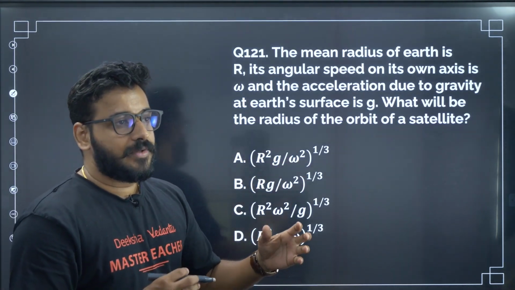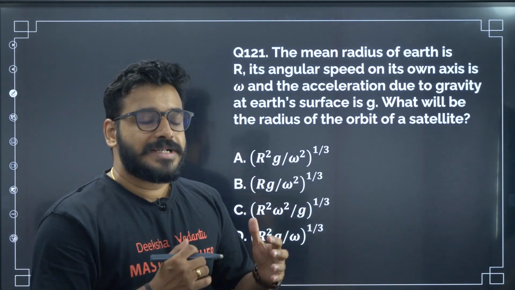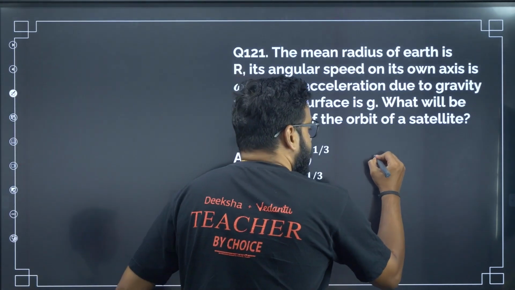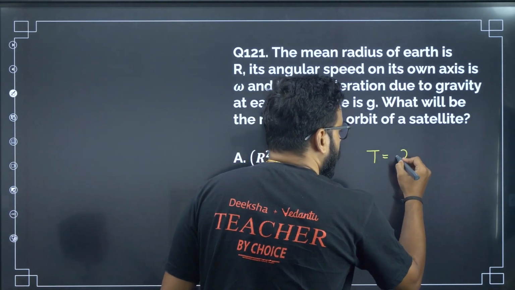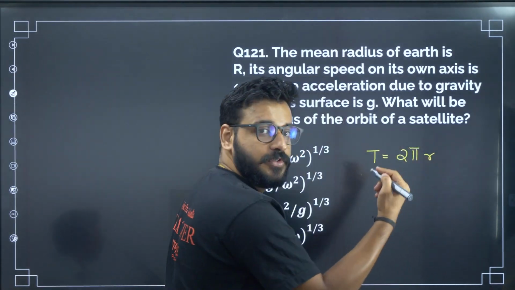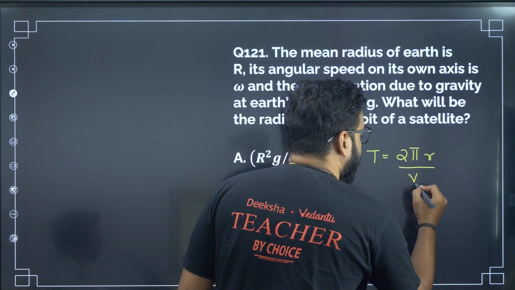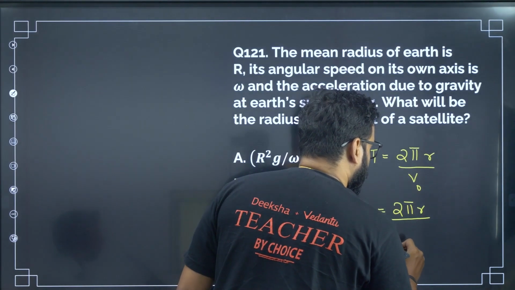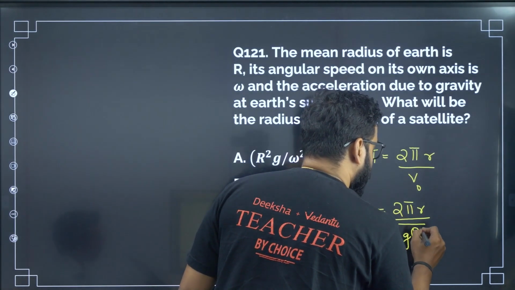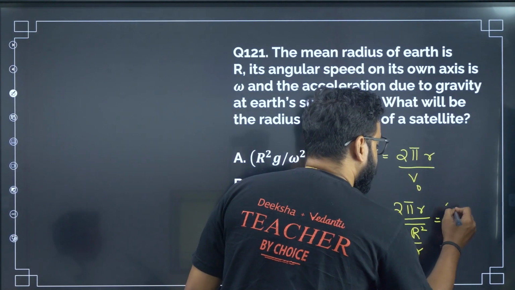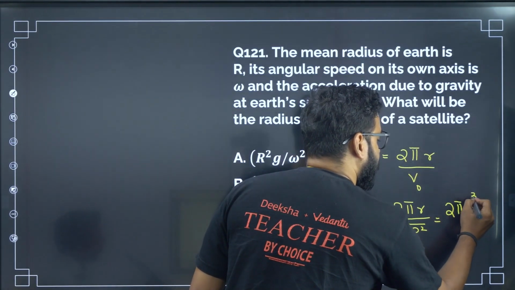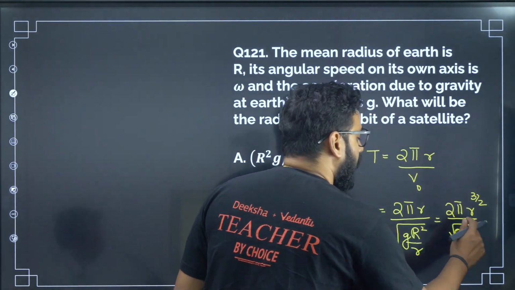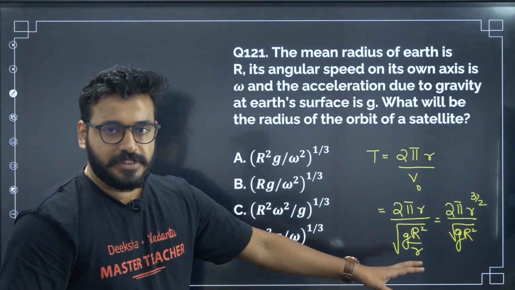Let's start with something that we know, the time period aspect. The time period of a revolution is given as T = 2 pi R, the radius of the orbit, divided by the orbital velocity, which is 2 pi R divided by square root of g r squared by R. Simplifying it further, you get 2 pi R to the power 3 by 2 divided by root of g r squared. Let it be as it is. This is the first iteration of the time period.